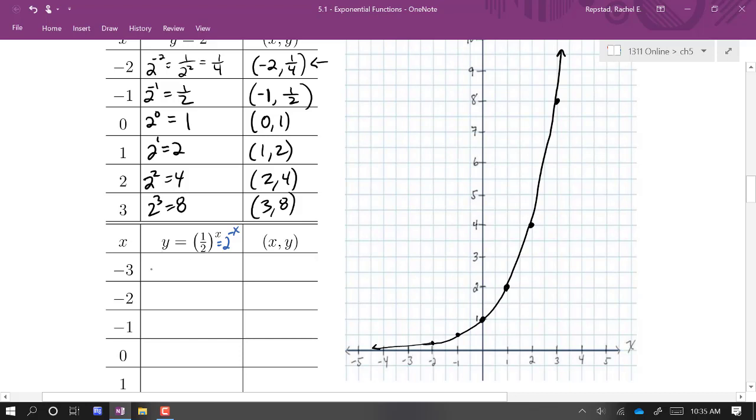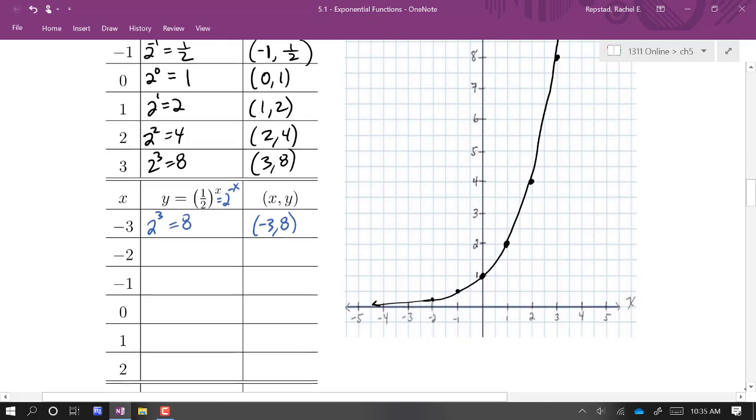So when x is negative 3, we're finding 2 cubed, 2 to the positive 3, and that's 8. So we get the point negative 3, 8. When x is negative 2, that means we're going to find 2 squared, which is 4. That gives us the point negative 2, 4. And when x is negative 1, we have 2 to the first, which is 2. And that gives us the point negative 1, 2. When we plug in 0, we're just finding 2 to the 0 power, which is 1. So this goes to the point 0, 1.